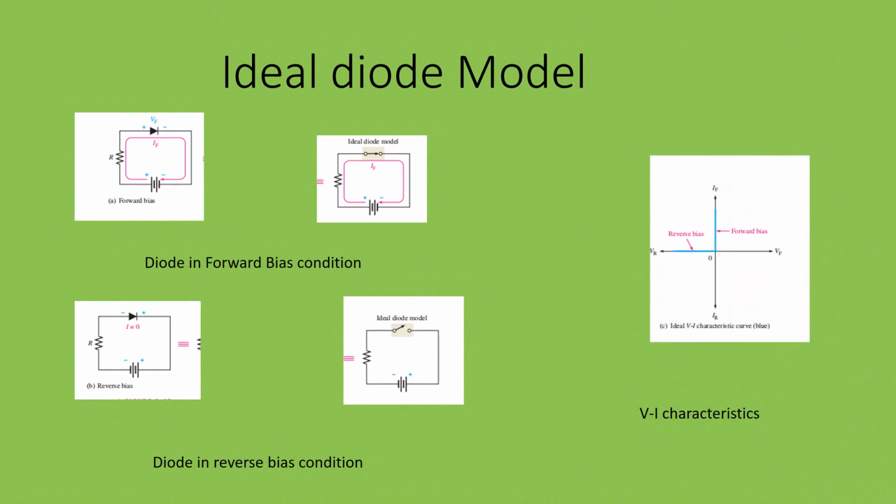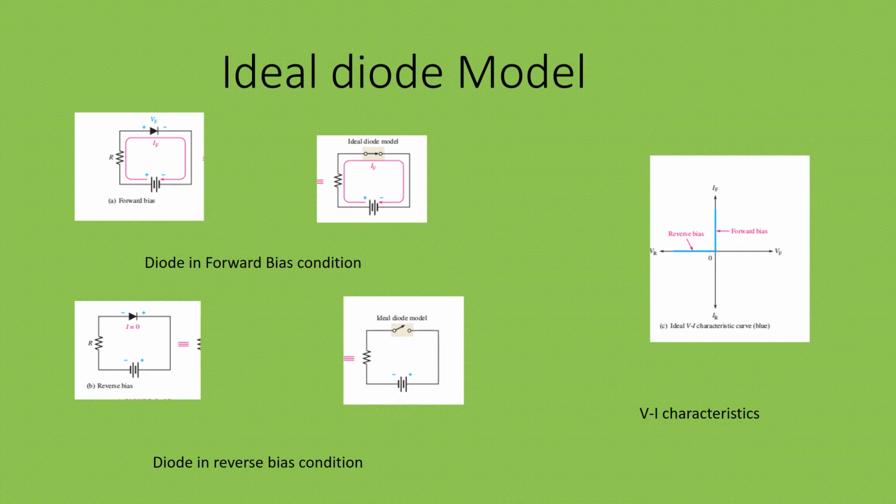In the VI characteristics, ideally you can see here when no voltage is applied, there will be a flow of current in the forward direction, a small current. This is mostly due to the minority current. It is not due to the majority current. Please remember this. Whatever current you observe when the forward bias voltage is zero, whatever current flows at that time is due to the minority current carriers.